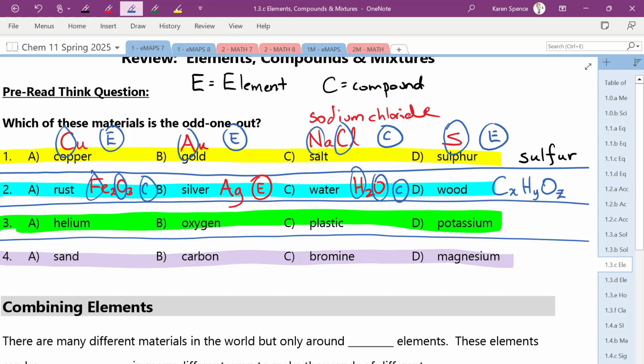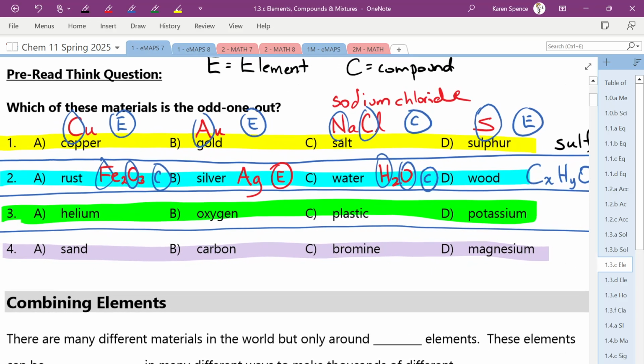Okay. Who is the odd one out in group 3? Plastic. Okay, because helium, how many capital letters? 1, therefore it is an element. Oxygen.